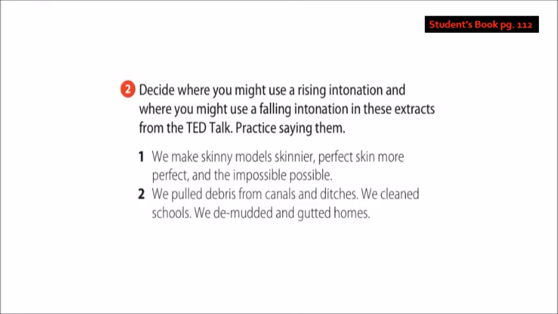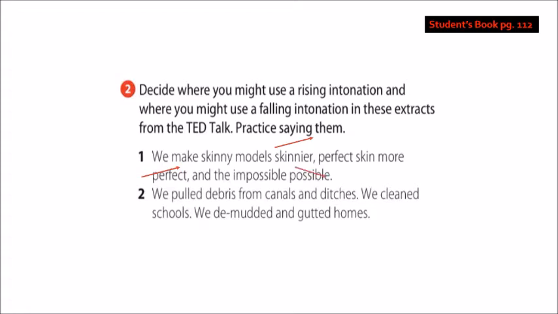Now that we've listened to it, let's go ahead and complete this together. Remember, we have to decide where a rising intonation is used and where a falling intonation can be used. So we have number one, we make skinny models skinnier, perfect skin more perfect, and the impossible possible. So, first of all, we say we make skinny models skinnier. We're going to continue an idea, right? Perfect skin more perfect, that's also continuing the idea, and the impossible possible.